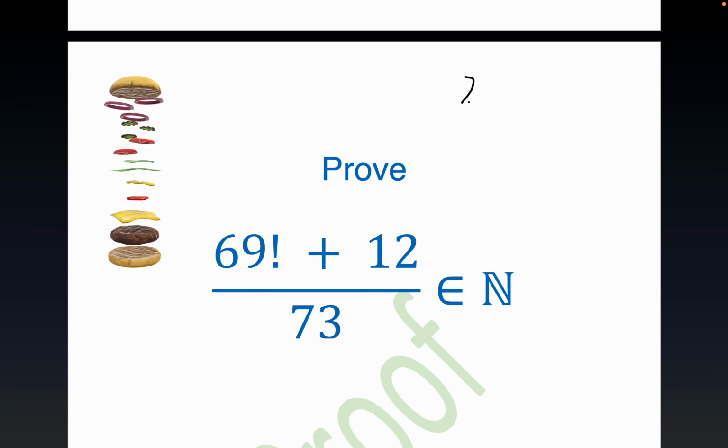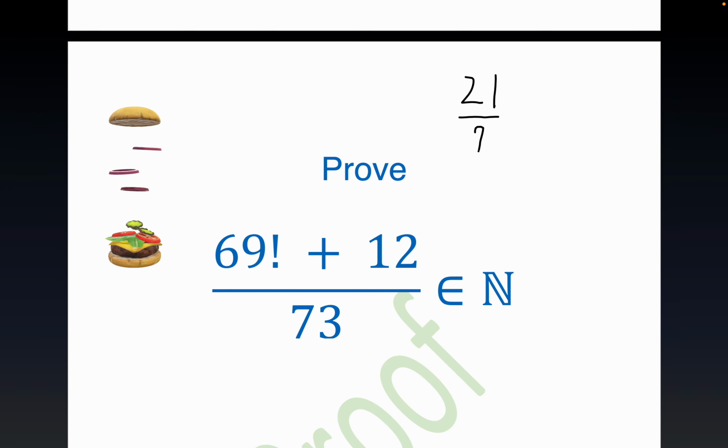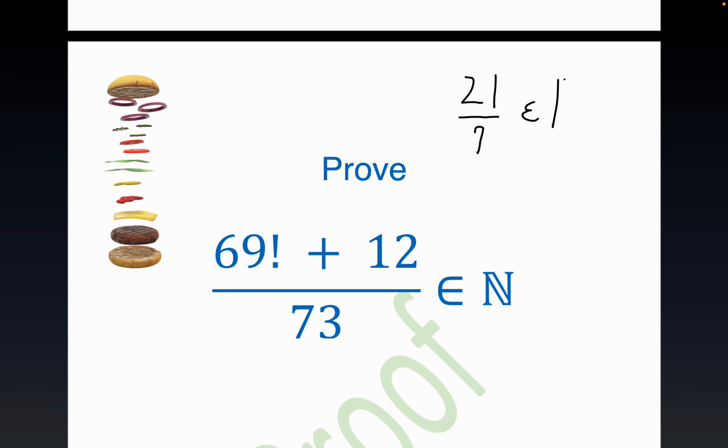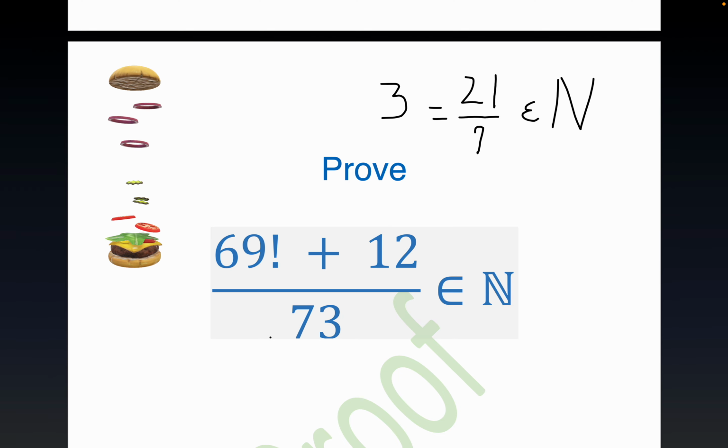Problem types. Let's look at a smaller example of this. This is manifestly a natural number. 21 over 7 certainly reduces to 3, so we can say it's a member of the natural numbers. Even though it has a fractional form, it does reduce to 3. Now, the problem we're about to work on today is much larger than this.